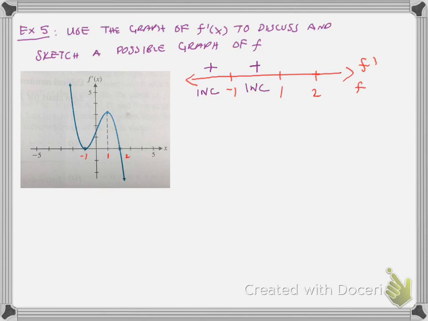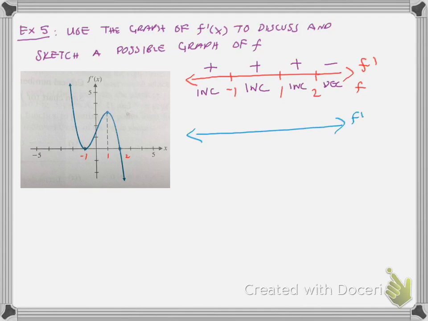For 1 to 2, we are above, right? Yes, we are above. And then from 2 to infinity, we're below. So we're still increasing and then we're decreasing. Okay. Now, I guess I'll do another color.